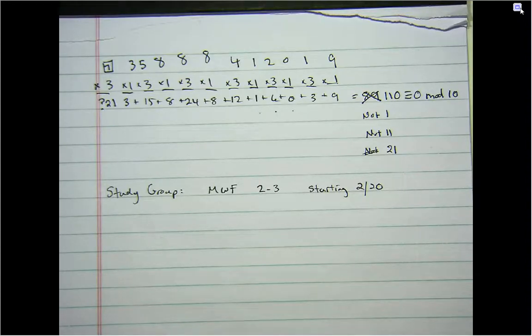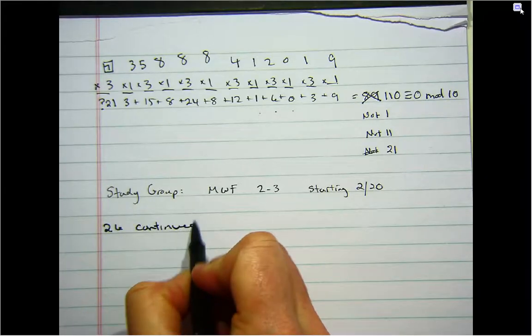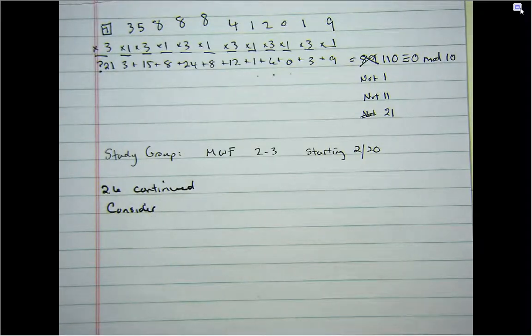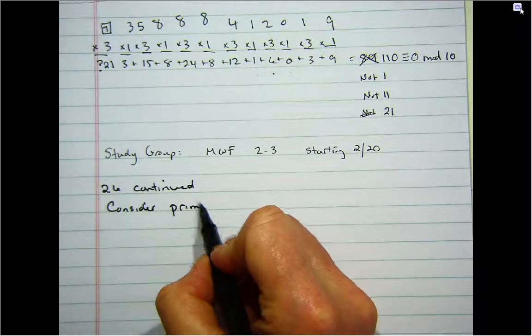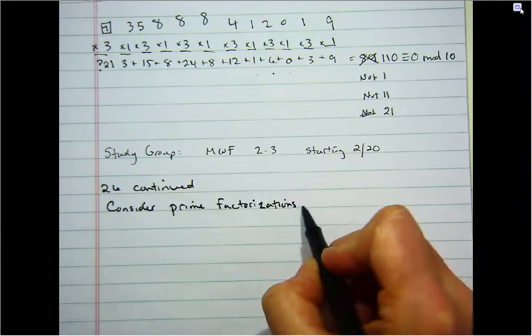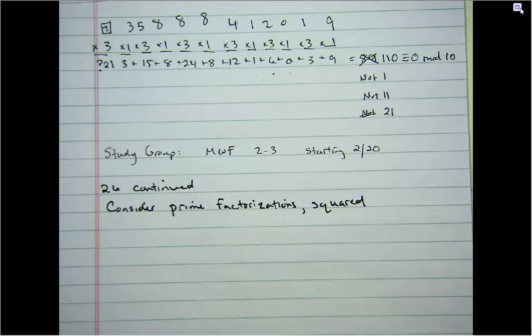We're going to continue on then in 2.6, looking at a little bit of review of algebra. Any more questions before we do that? Okay. So we're going to look at the prime factorization squared. This will come up later on in the lesson, so we want to think about it now before it's part of a bigger problem.